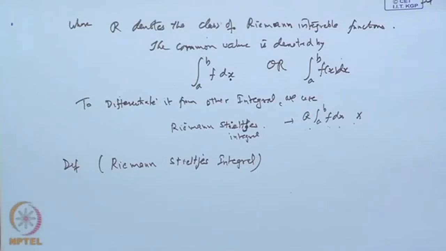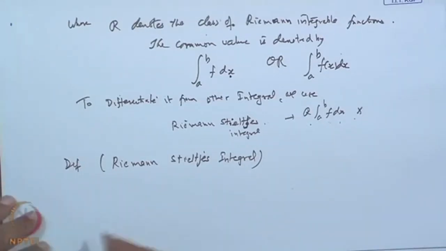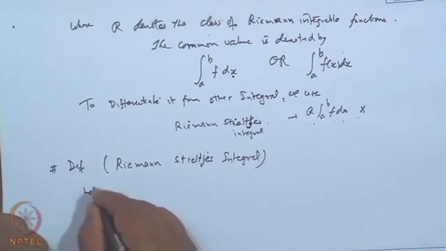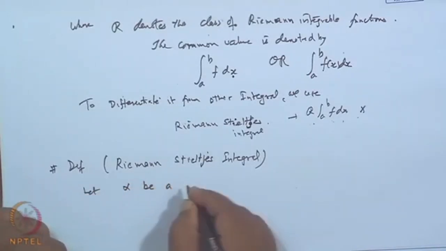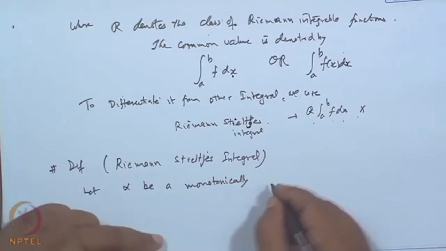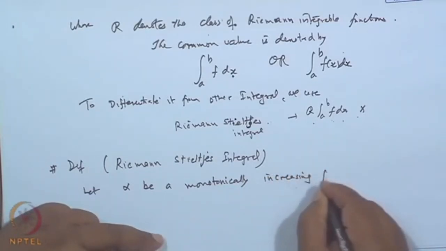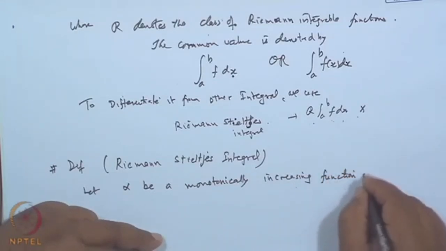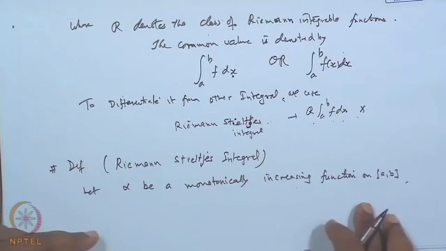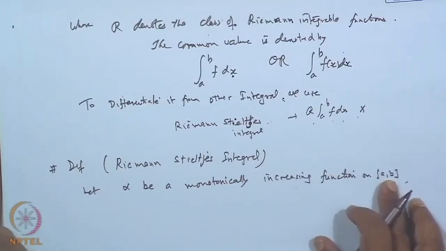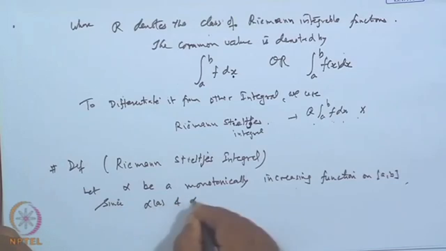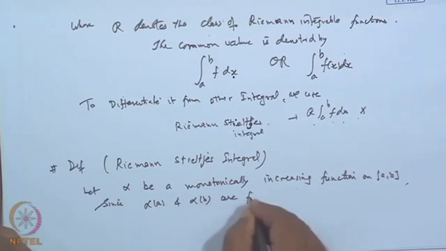Let alpha be a monotonically increasing function on the interval [a, b]. Since alpha is monotonically increasing, alpha(a) and alpha(b) are real numbers, they are finite.